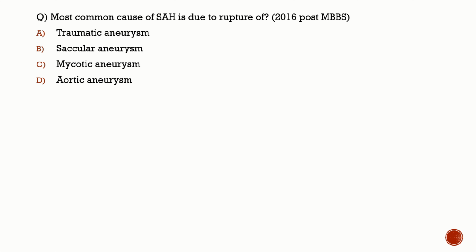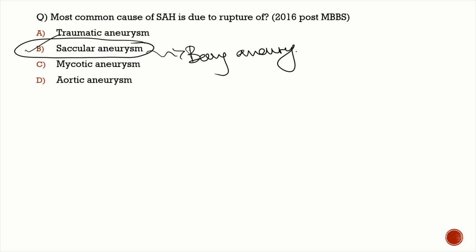Most common cause of subarachnoid hemorrhage is due to rupture of what aneurysm? Again, a straightforward question, saccular aneurysm. Traumatic aneurysm, mycotic aneurysm, very rare. Mycotic aneurysm, very rare cause of SAH. So saccular aneurysm is going to be your answer. Saccular aneurysm is nothing but berry aneurysm. But in case they ask you the question, what's the most common cause of SAH? It's going to be trauma. Trauma is the most common cause of SAH. The second most common cause is berry aneurysm.